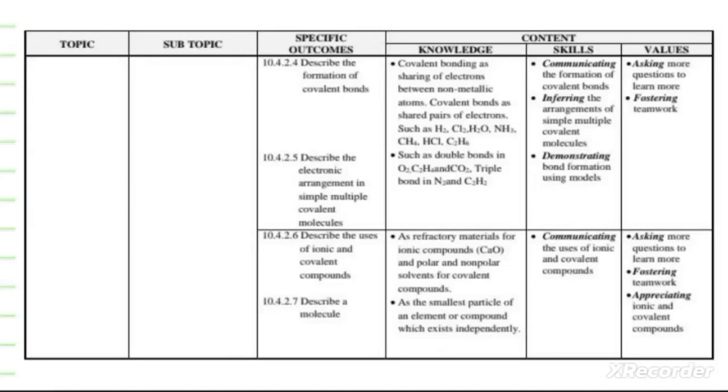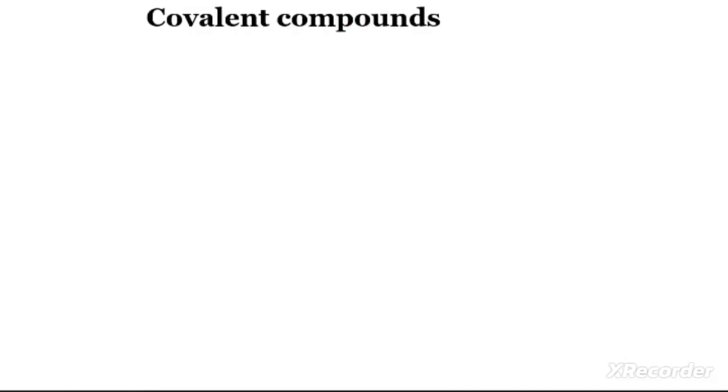In this video, we are going to look at covalent compounds. The last time we had chemistry, we looked at ionic bonding. According to our syllabus, today we are going to describe the formation of covalent bonds. The first thing we are going to do is define covalent compounds. What comes into our mind whenever we hear the term covalent compounds?